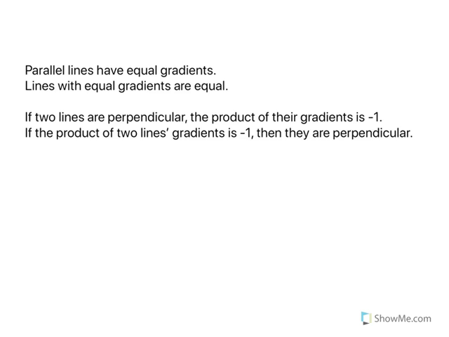So the too long didn't listen part of this video is basically that parallel lines have equal gradients, and the relationship works in reverse as well. Lines that have equal gradients are parallel, right? So lines with equal gradients are parallel. And then if two lines are perpendicular, the product of their gradients is -1, and the relationship works in reverse as well. If the product of two lines' gradients is -1, then they are perpendicular.